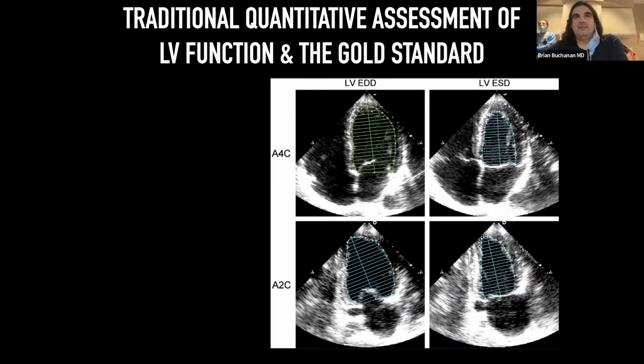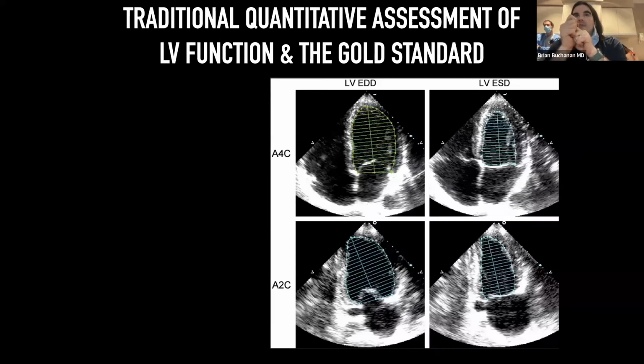And Simpson's method, this is what we're doing here, is the biplane method. It means we have two views acquired here, apical four-chamber and apical two-chamber, so that's orthogonal planes. What's happened is they've drawn lines around the inner endocardium in both end diastole and end systole, for both views.